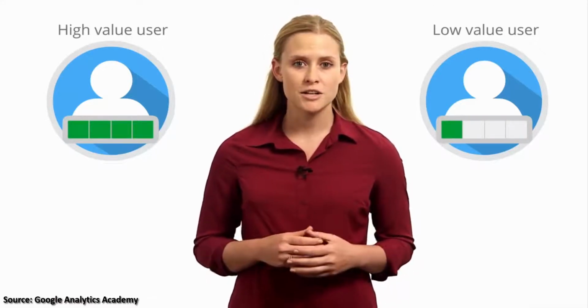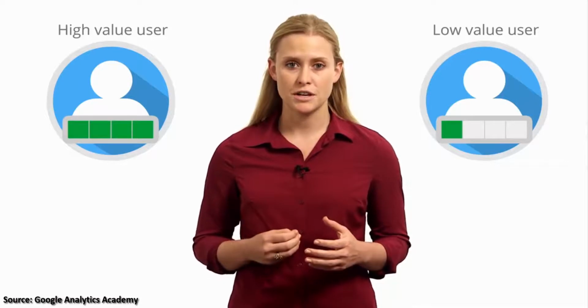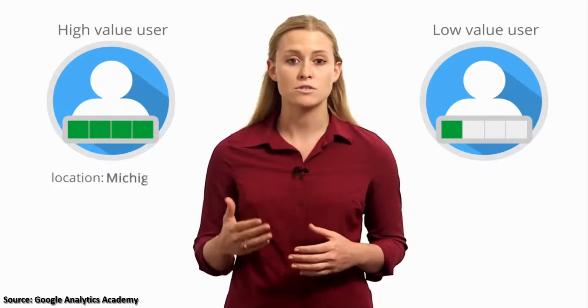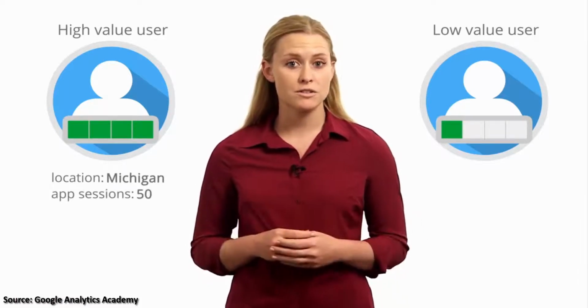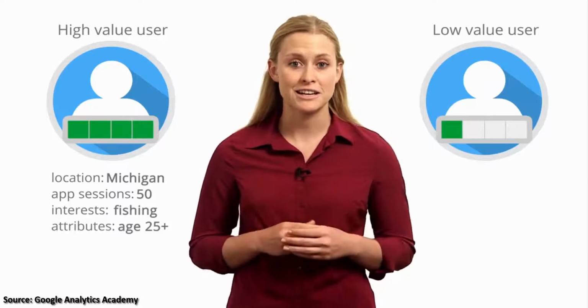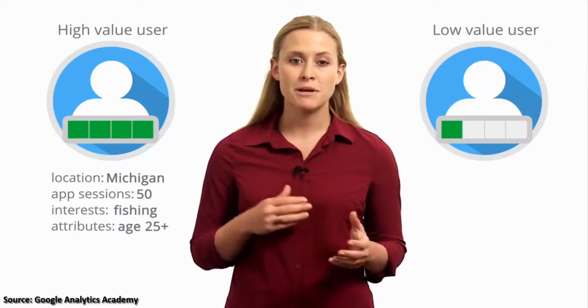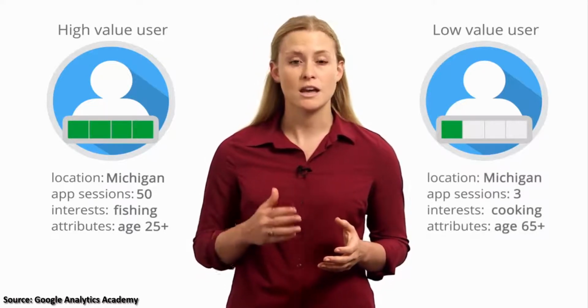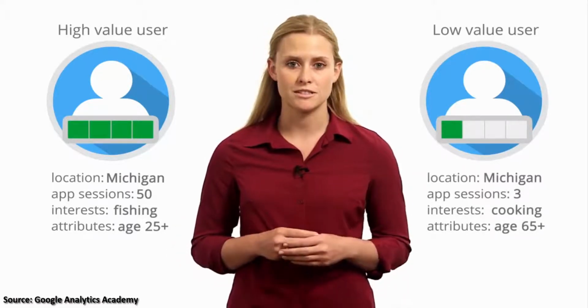For instance, to attract more high-value users, you can use Google Analytics reports to learn where your current monetized users come from, how often they use the app, the features that they engage with, and their interests and attributes. You can then compare this to low-value users to see where those non-monetized users have similarities or differences.